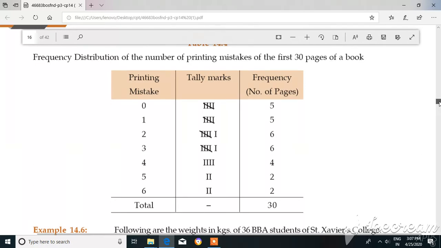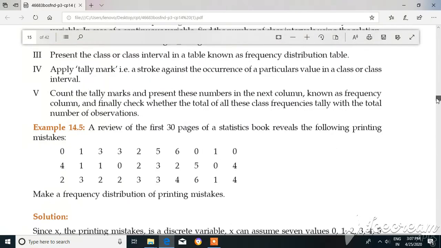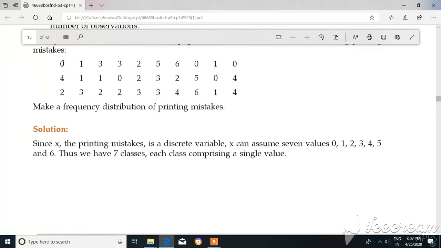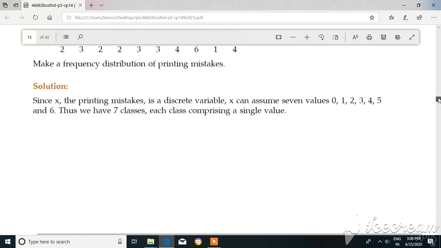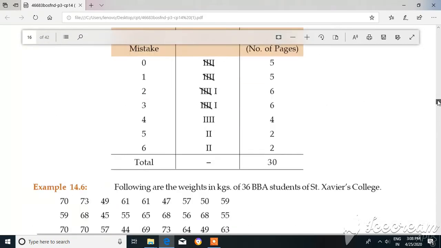Now how do we do this? We will consider our data, where it is. Yes, here it is. So this 0 is there, so I will cut this 0 and in front of 0 I will put one tally mark. Then again I will consider this 1, I will cut this 1 and in front of 1 I will put one tally mark. Something like this I have to go till the last observation, and by using this procedure we will be able to find its frequency distribution.